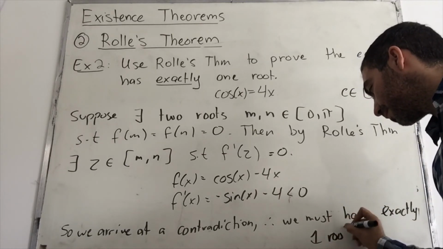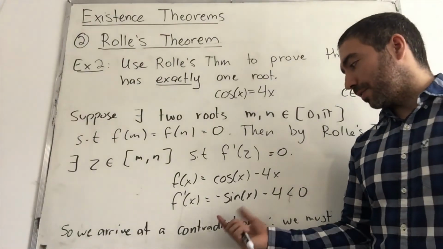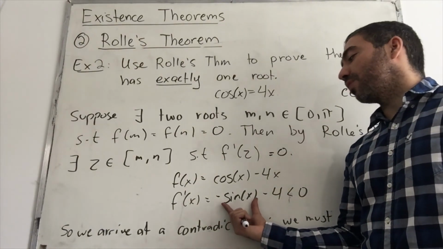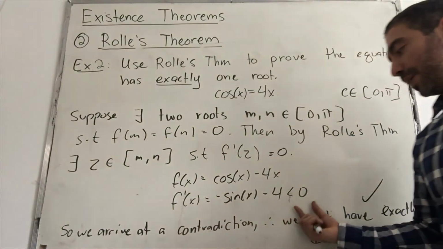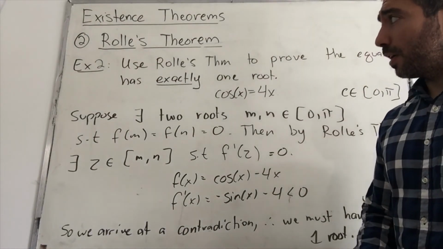Okay, and we're done. So this is the argument that we have to make. Okay, so the fact that sine is stuck between -1 and 1, therefore the derivative is always going to be negative. Okay, so I hope this helps, and keep practicing.